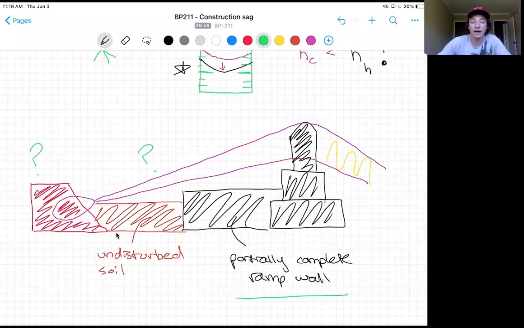Therefore, we will calculate the high hoisting sag or construction sag limit for your specific bridge site. And this is extremely useful information for the field crew. We'll go through that in the next video.